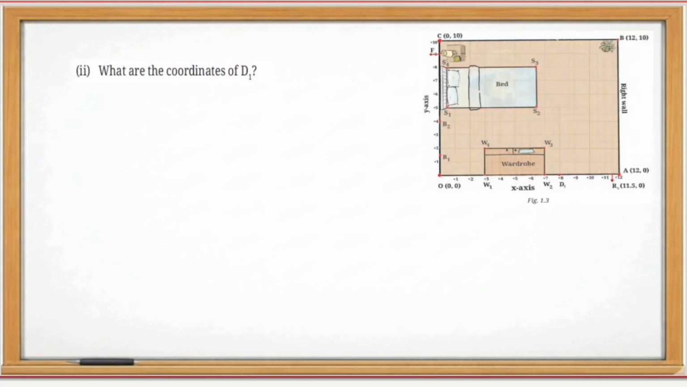Second question. What are the coordinates of D1? Which we already found in the first question, right? D1 is 8 comma 0. So we can write the coordinates as D1 equal to 8 comma 0. Now we'll move on to the next question.